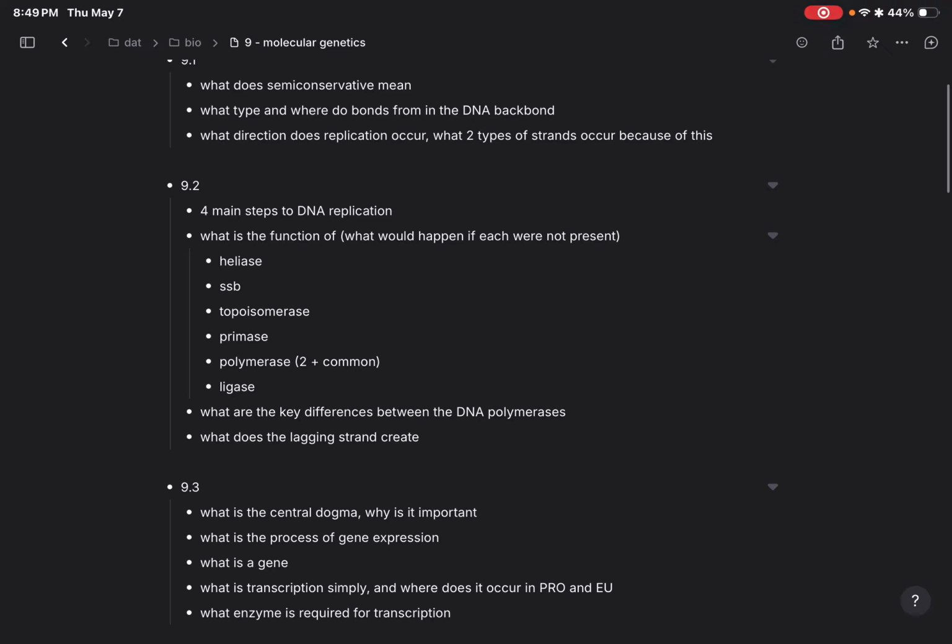So, anyways, four main steps to DNA replication. So we got initiation, we got elongation, or wait, so first we got the replication fork forms. After the replication fork, then we're gonna have priming, like an RNA primer will be put on. Then we're gonna have polymerase elongate it, and then we're gonna have termination. So what is the function of each of these, and then what would happen if each are not present?